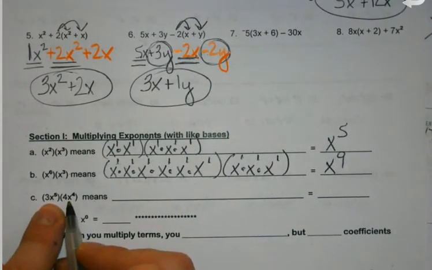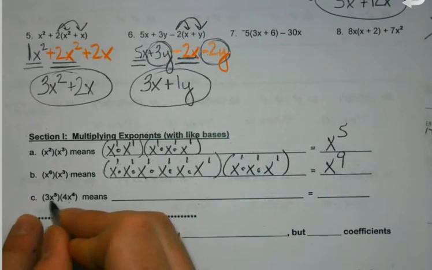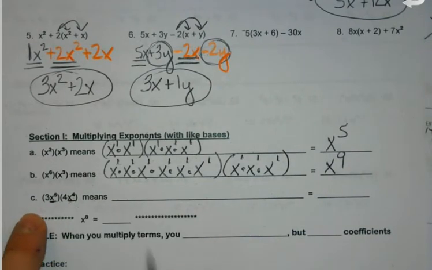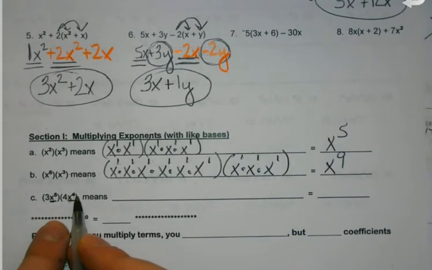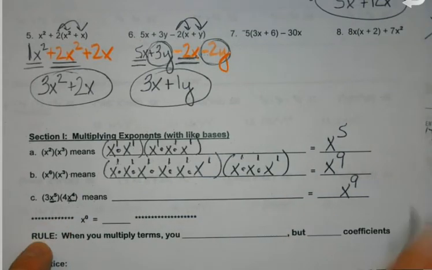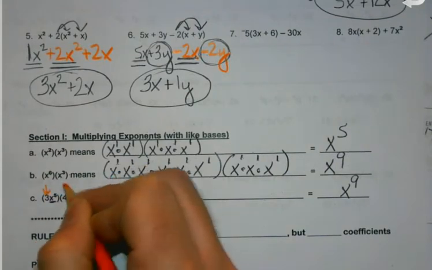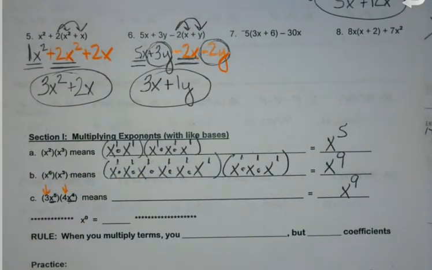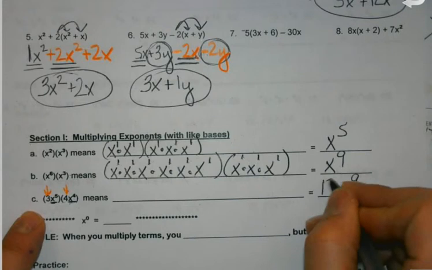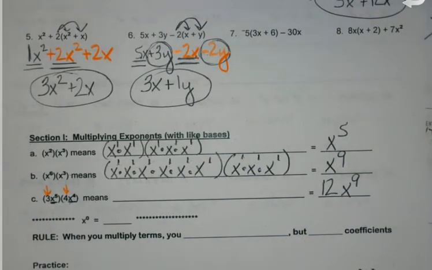On letter C, what's my exponent going to be on my x's? If I'm just looking at the x part here, what's 5 plus 4? Okay, 9. The number in front, the 3 and the 4, I'm still just going to multiply those. They don't have the exponent on them. So 3 times 4 will give me 12x to the 9th. Because if you have a coefficient, the numbers in front, you just multiply them.